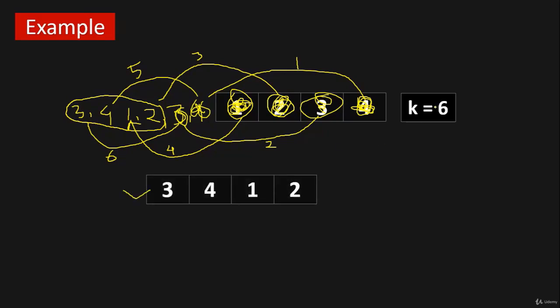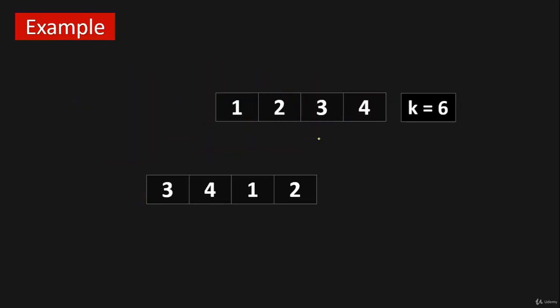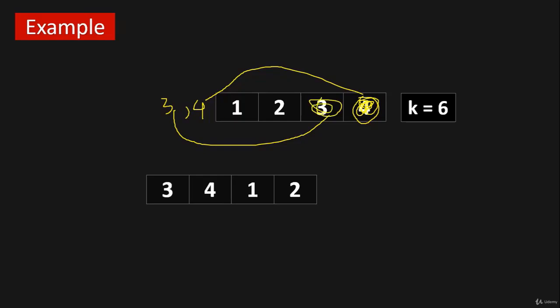Instead of doing 6 steps, we can just do 2 steps. Why is that? Let's see. If we do 2 steps, then 4 will move here, and we'll remove 4, then 3 will move here, and let's remove 3, and here we have 3, 4, 1, 2. So we get this array by 2 steps. How do I know that if I do 2 steps instead of 6 steps, then we get this array?